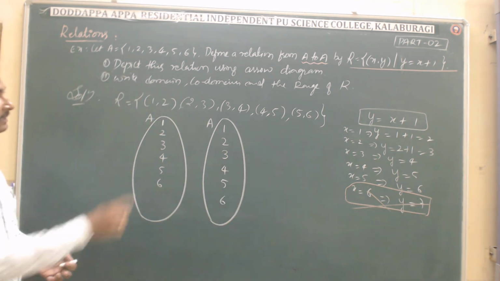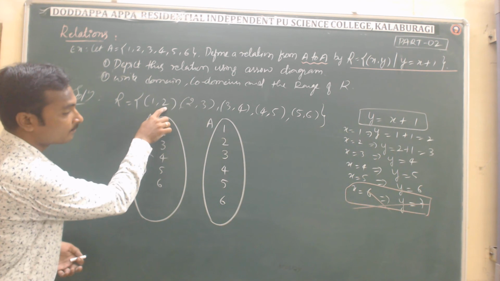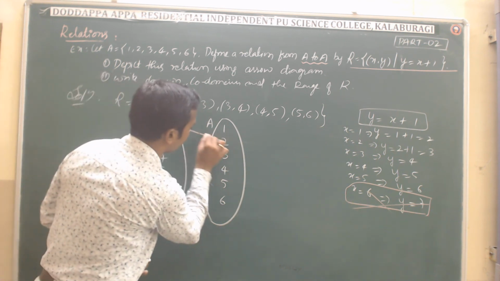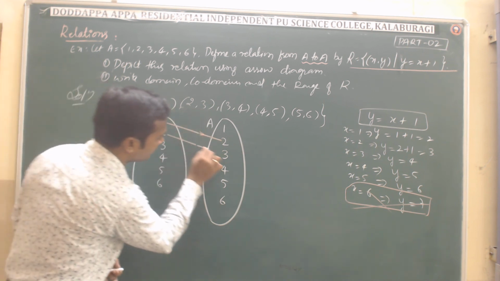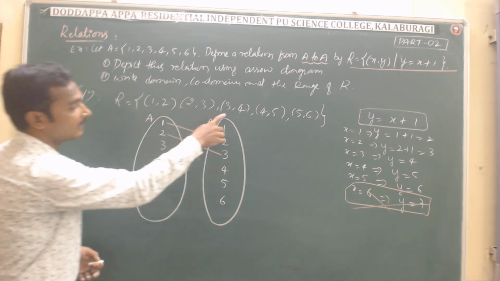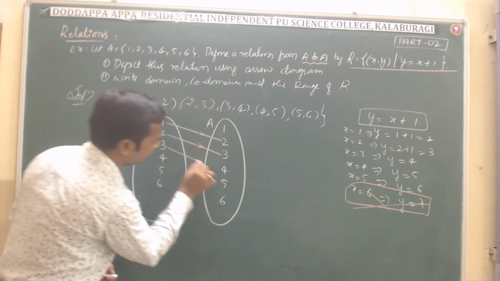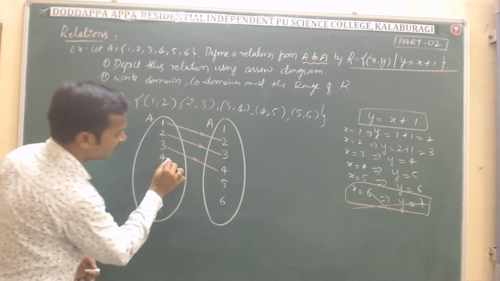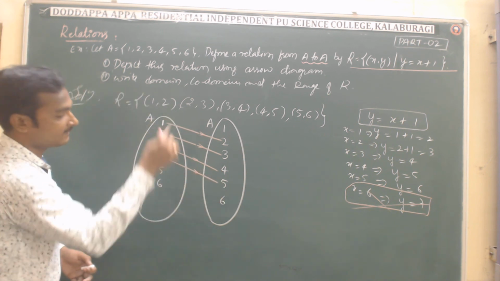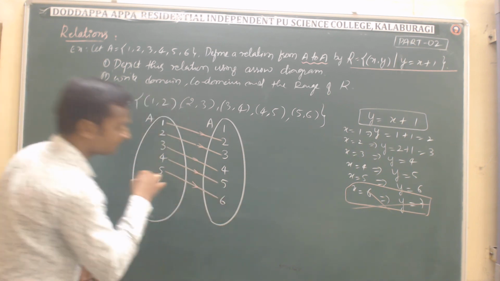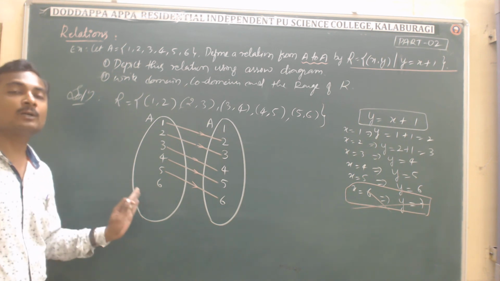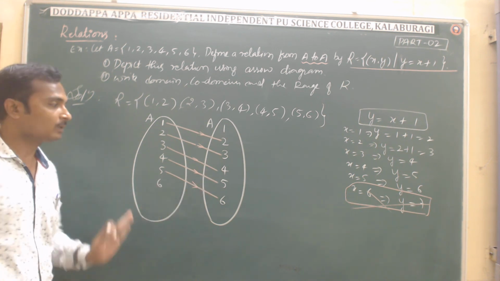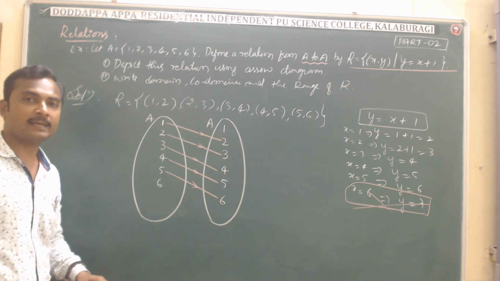Okay, so what is the first relation? 1 is related to 2. 2 is related to 3. 3 is related to 4. 4 relates to 5. 5 relates to 6. So now we need to write the domain, codomain and the range. Note this. Here we will write the domain, codomain and the range.